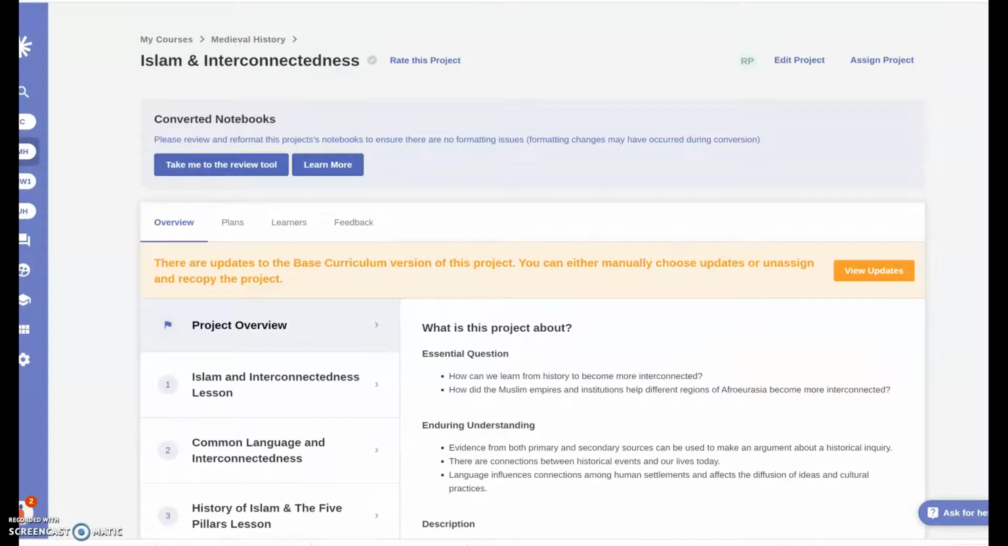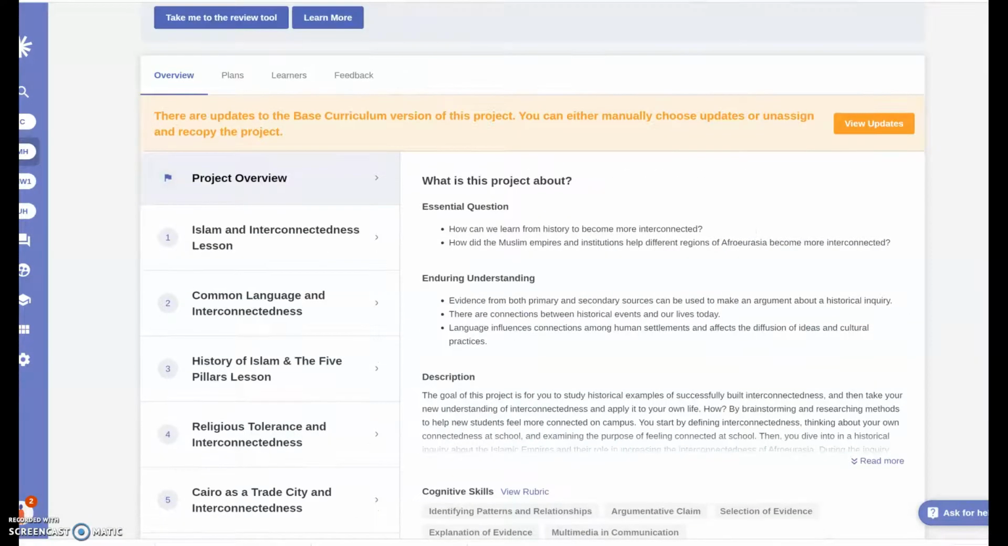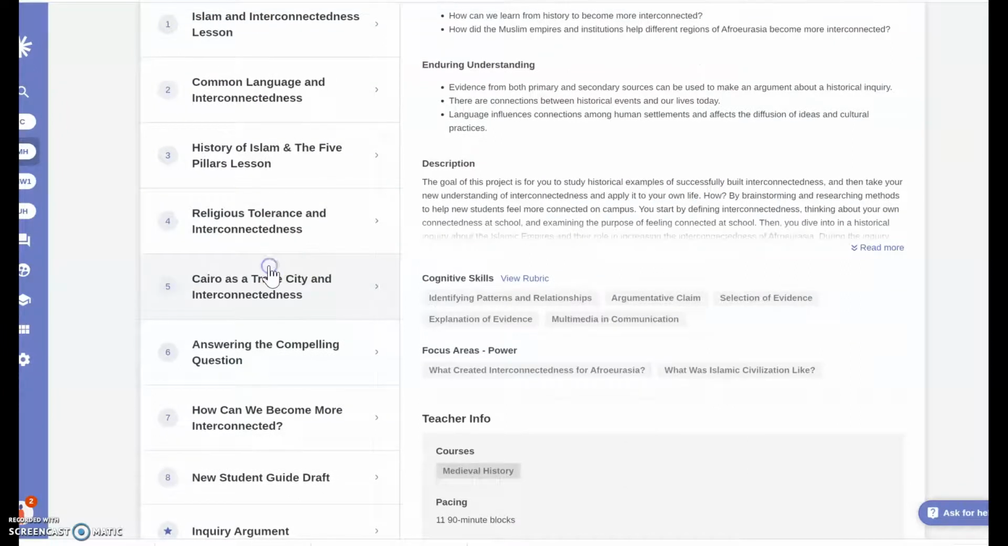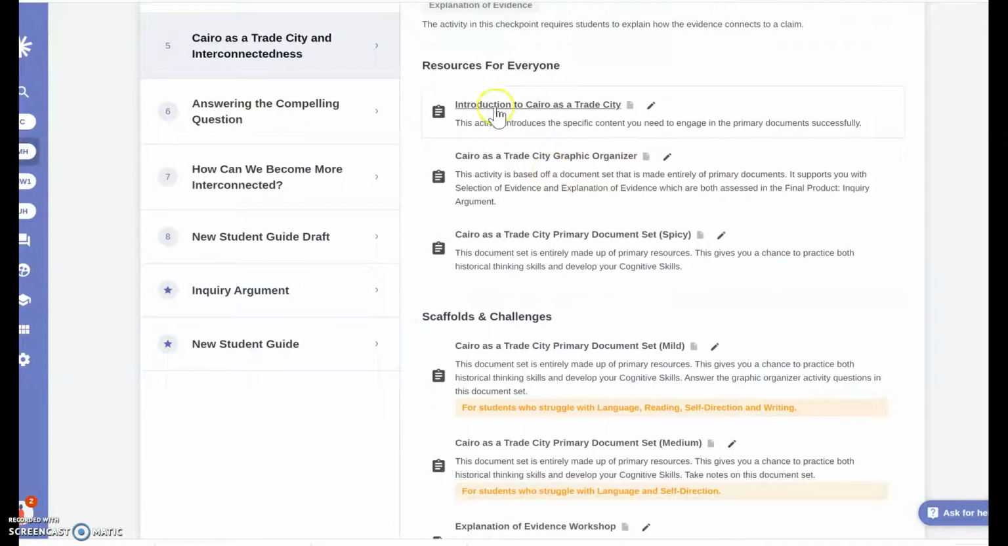So Islam and interconnectedness. And you should have already done, let's see, these first 4 checkpoints. Remember, one is always my lesson with a summit checkpoint. So now for this week, you're going to be working on Cairo as a trade city and interconnectedness, along with this lesson I just explained of mine. And let me click on that. Okay. Yes, so here this is what you're going to want to read. You're going to want to click on Introduction to Cairo as a Trade City. There's a graphic organizer, and then you're also going to want to do your document set.